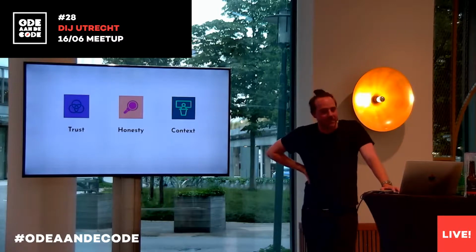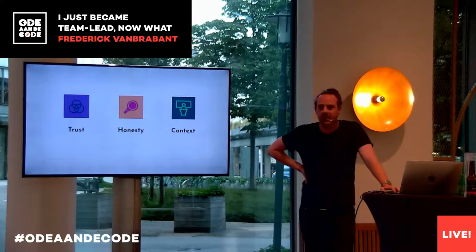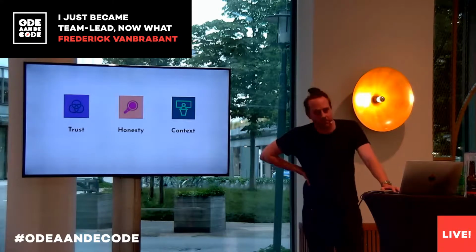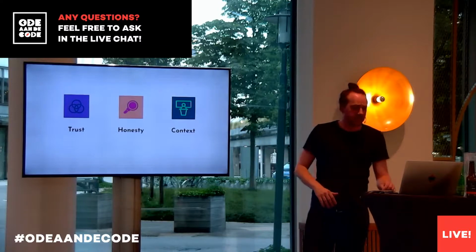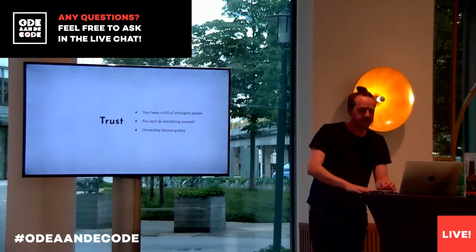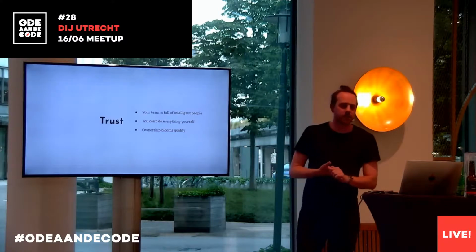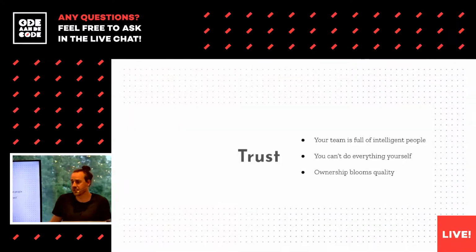So what's this all about? This is what I think are the key parts of interacting with a team. And again, a bit floaty, but trust, honesty, and context. What's it all about? If you talk to a team, you hire intelligent people there. If you don't trust your intelligent people, then what's the point of hiring them, right? That sounds very obvious to me. You can do anything yourself. You can do everything yourself.